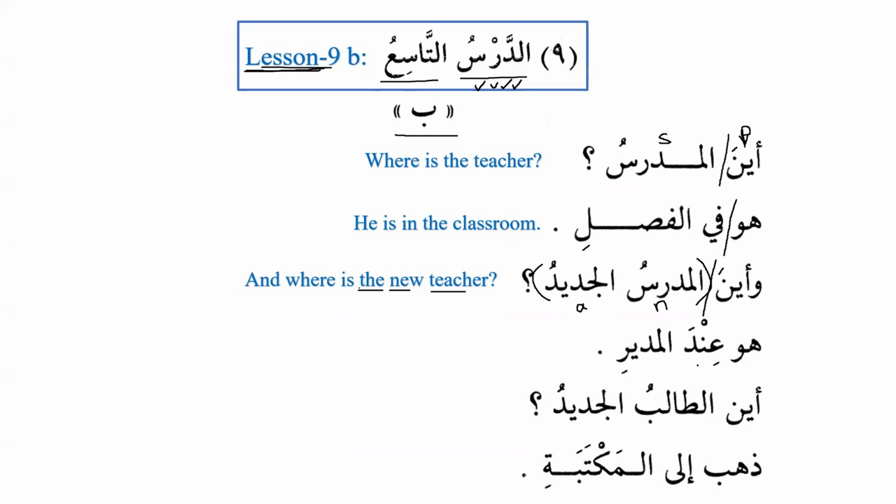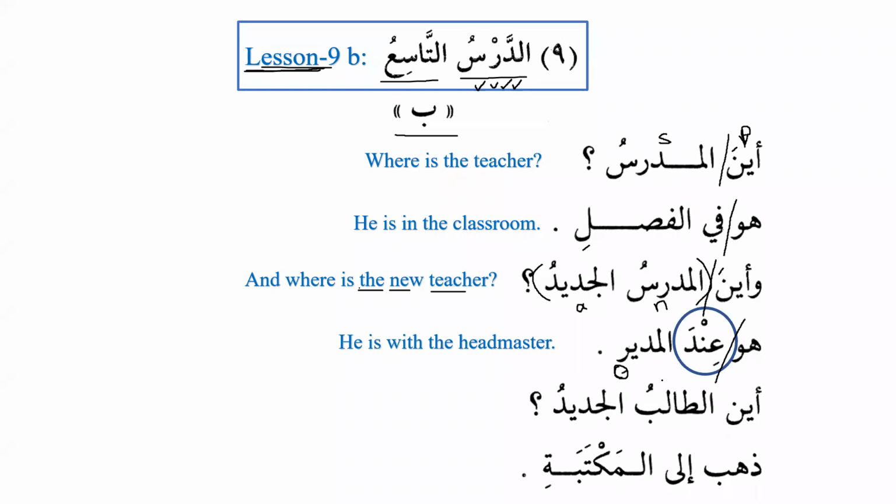Huwa inda al-mudiri. So now we can see over here that inda is dharf, it is an adverb, and the noun that follows it is majroor. That means it is being used as mudaf. Huwa inda al-mudiri, he is with the manager. So huwa is subject and inda al-mudiri is predicate.